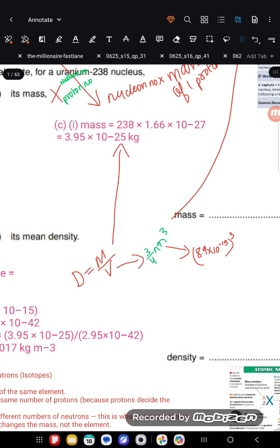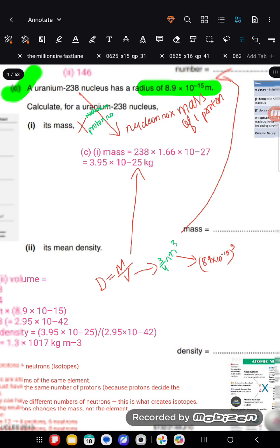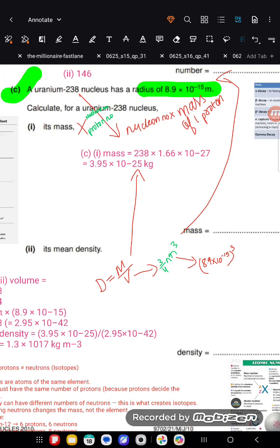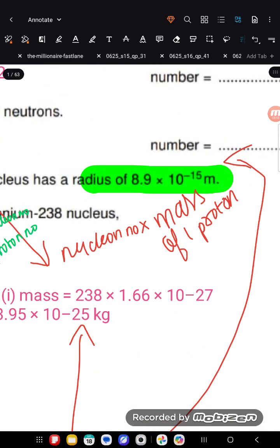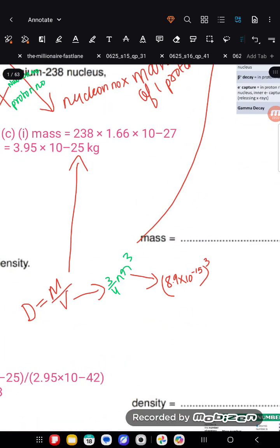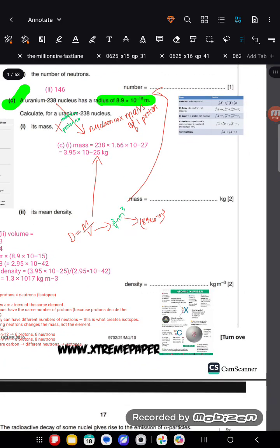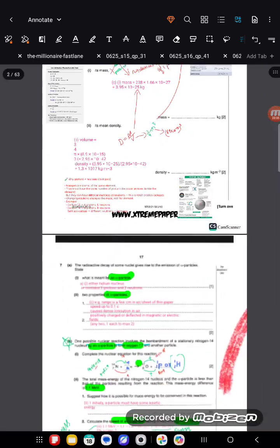You will take the volume of sphere. That's why we are taking the volume of sphere here, not the volume of a cylinder. So radius is given here. You can see radius 3.9 into 10 raised to minus 15. So the radius is cubed. Simply you will do this. Mass you already got, and radius you will find, and just write the answer. It is 2 marks.